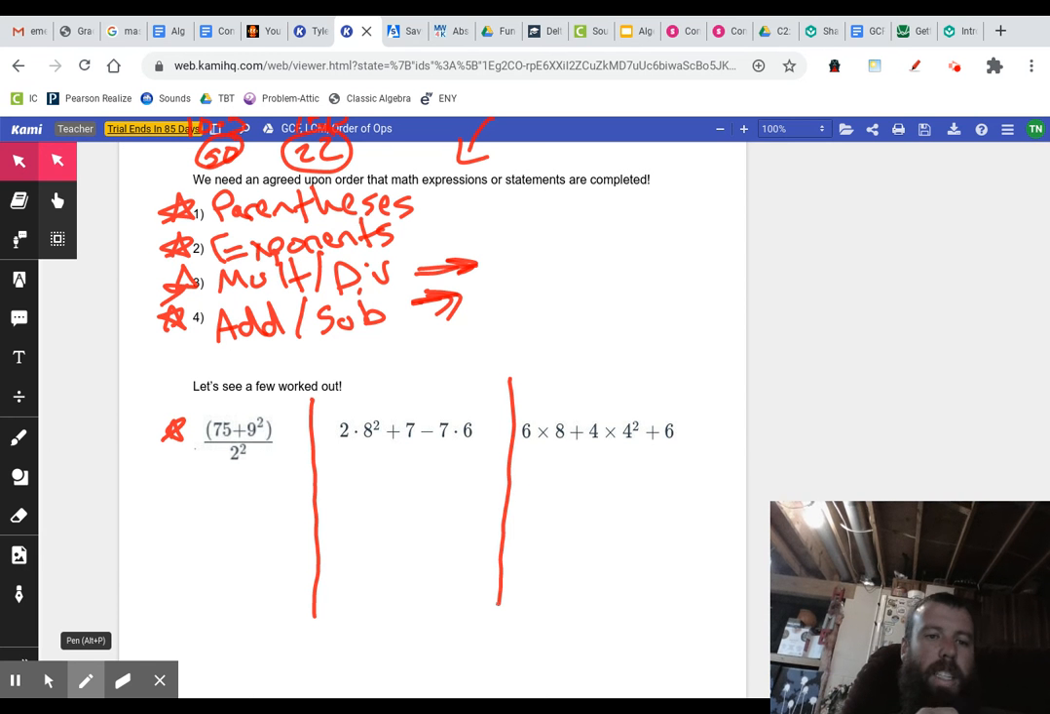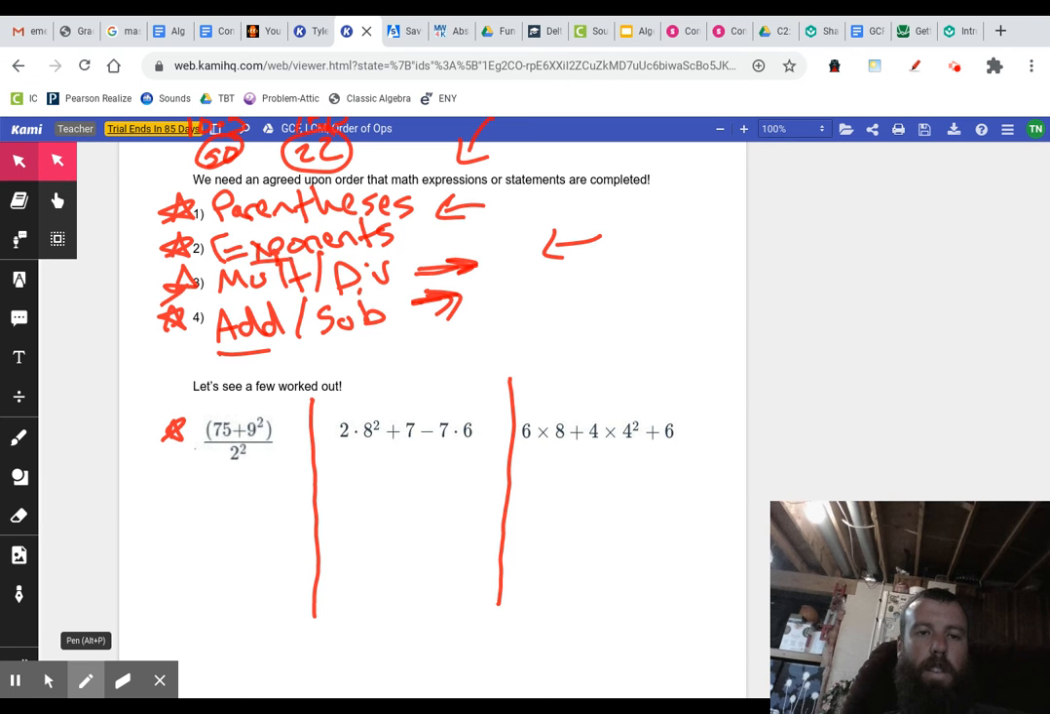In parentheses, 75 plus 9 to the power of 2, over, which is divided by, 2 to the power of 2. So do we have parentheses? Yes. I look inside of those parentheses. In the parentheses is that whole expression, 75 plus 9 to the power of 2. Now that I'm inside of those parentheses, what's being done? I see addition and I see an exponent. Well, what comes first up here, addition or exponents? Addition is down here. Exponents are right there. We need to be doing the exponent first.